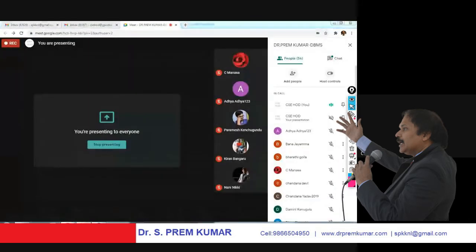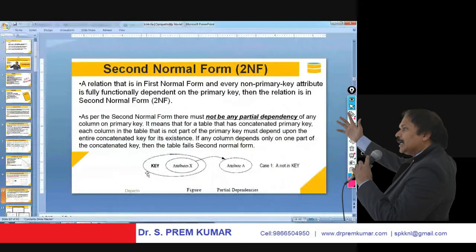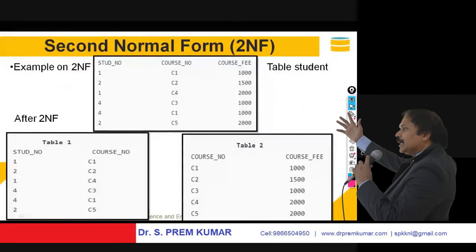We'll go with an example of second normal form. Let us have a discussion on an example of second normal form. This is yesterday's explanation, the same explanation I'm giving. Coming to the second normal form, let me take this table, a relation, which contains student number, course number, and course fees.